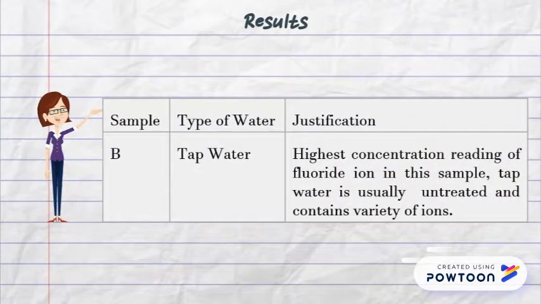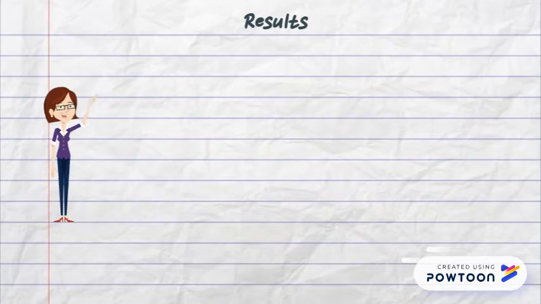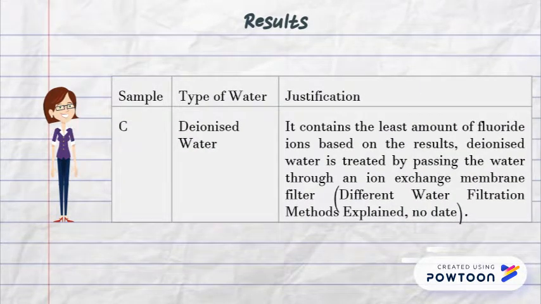It has been deduced that sample B is tap water because it has the highest level of fluoride ions compared to the other samples, and tap water is usually untreated and contains a variety of ions. Whereas sample C is deduced to be the deionized water. Water must pass through an ion exchange membrane while preparing deionized water. Some of the fluoride ions may be removed during this process, and it has the lowest value of fluoride ions among the 3 samples.